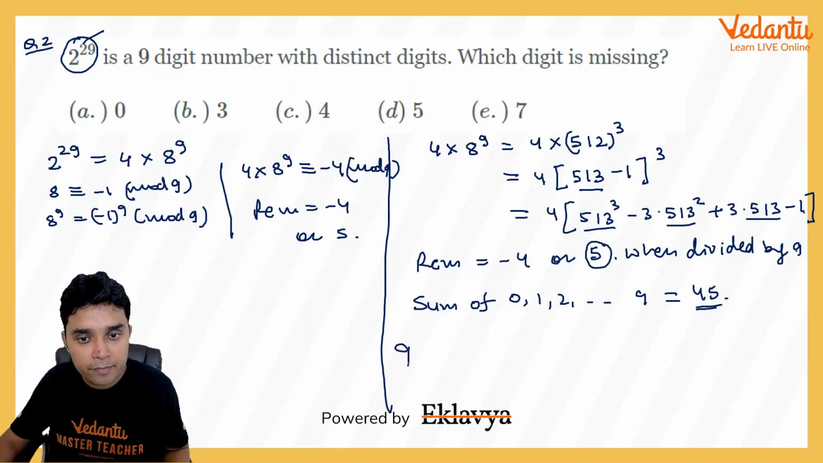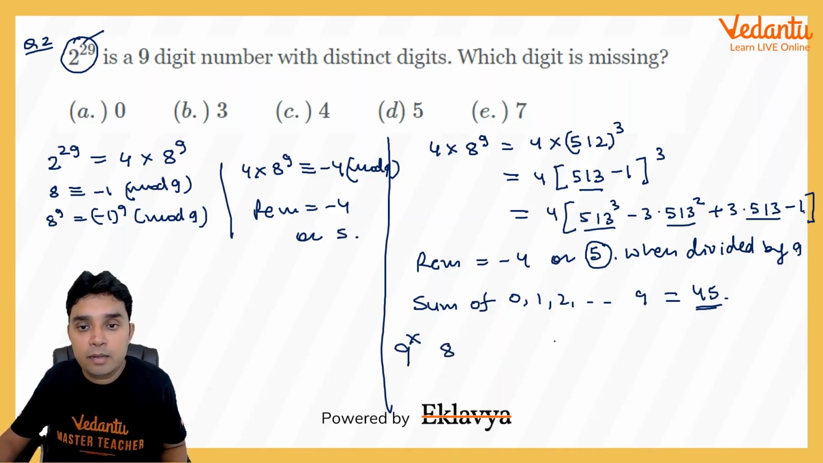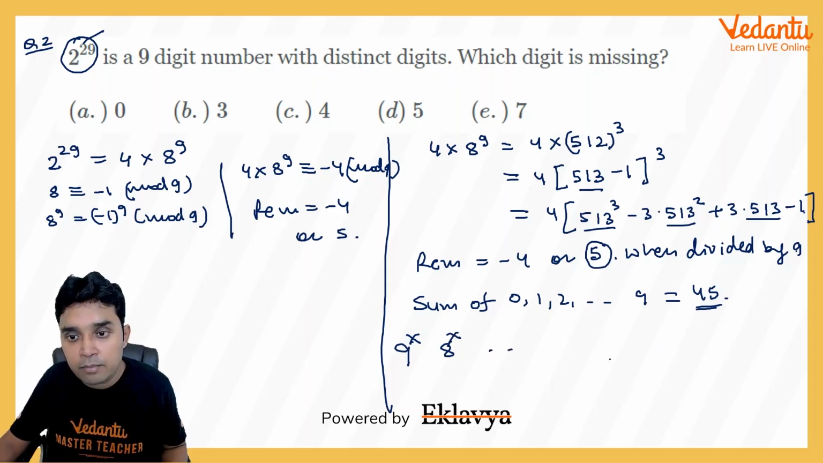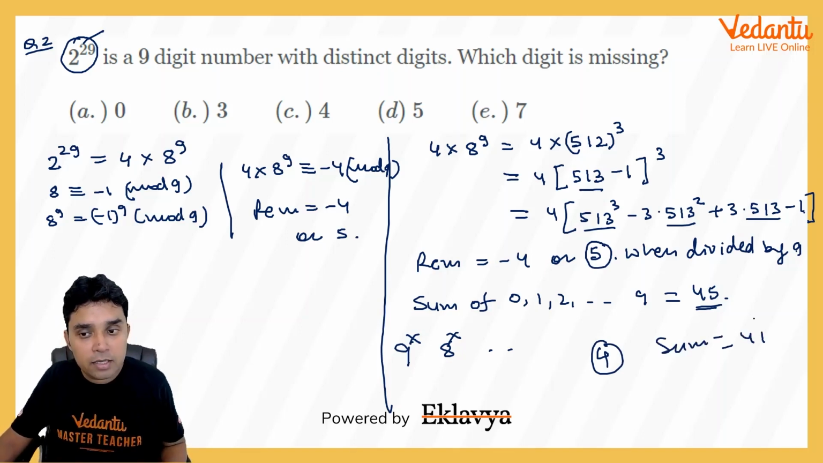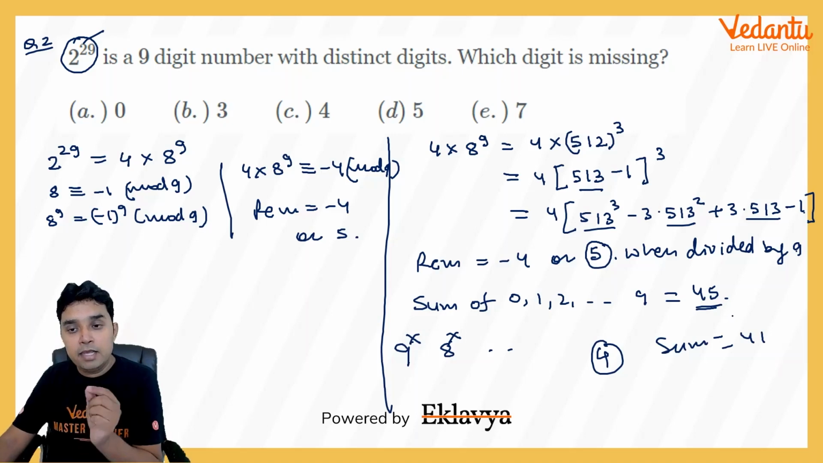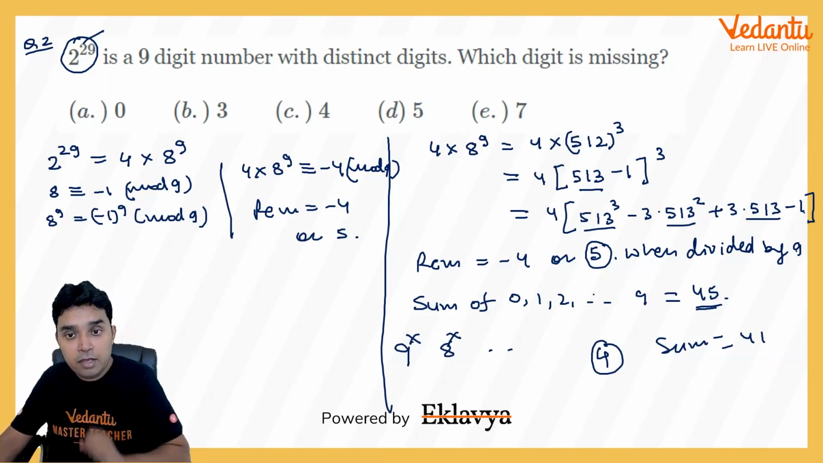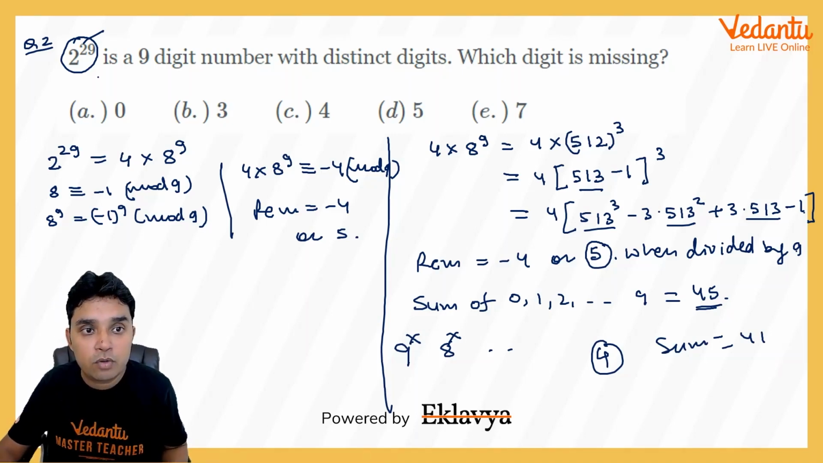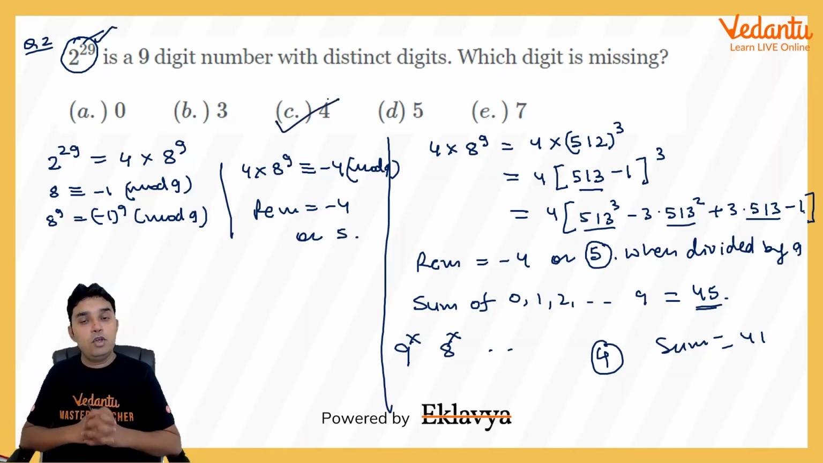Can it be 9? I don't think so, because then the sum will be 36, which is divisible by 9. Can it be 8? Then it will be 37, and once again the remainder will be 1, so it is not possible. If you check, this missing number has to be 4, because then the sum will be 41, and 41 divided by 9 gives remainder 5, which we were getting for 2 raised to the power 29 also. So the answer will be 4, option C.